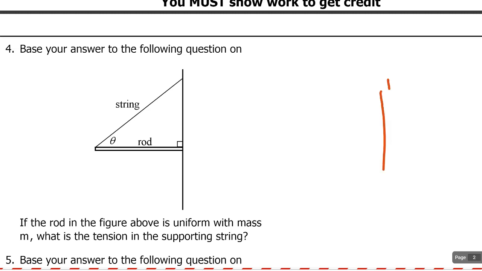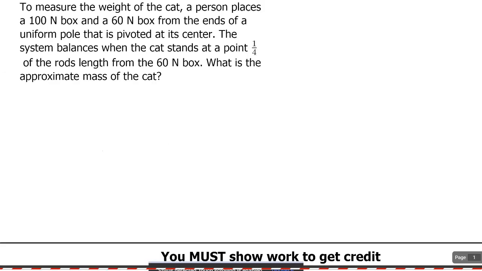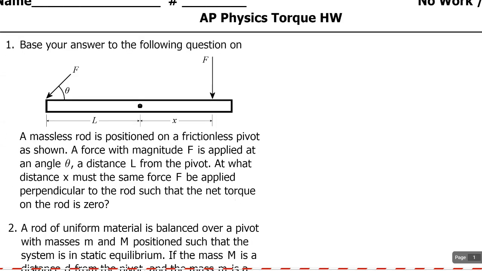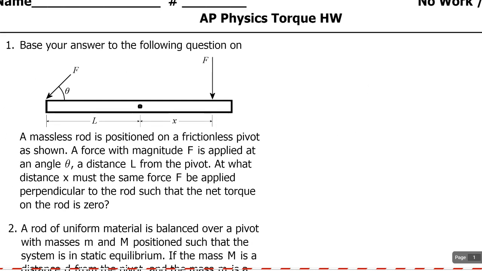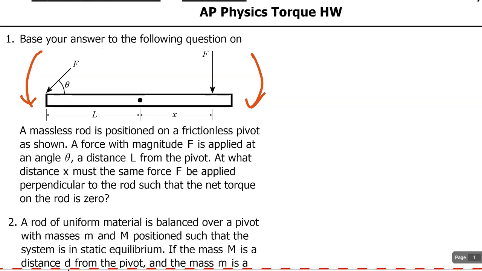I want to give you a little help with this homework so it doesn't take you so much time to do. This one's pretty easy. You've got two torques, one going this way and one going this way. This one's got an angle to it. And you know the net torque.